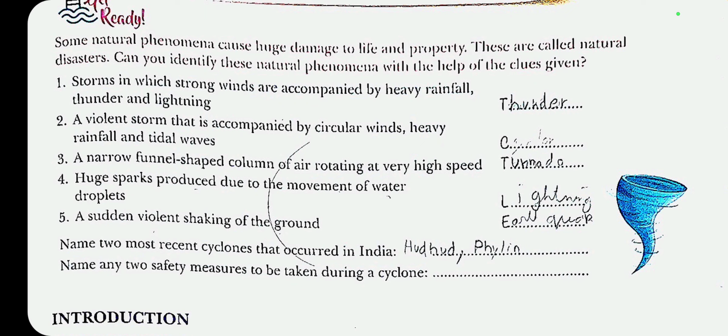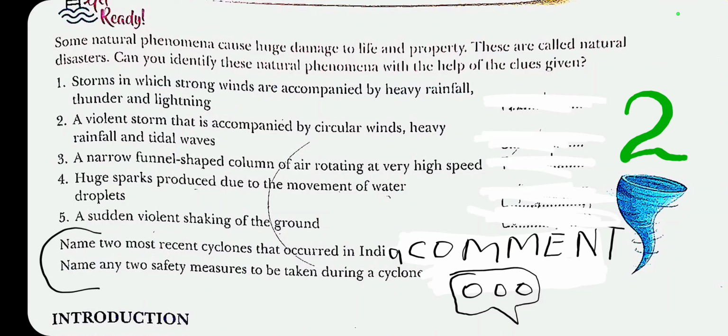First, storms in which strong winds are accompanied by heavy rainfall, thunder, and lightning. What is the answer? You have 5 seconds to answer. Time's up. The answer is thunder. Our second, a violent storm that is accompanied by circular winds, heavy rainfall, and tidal waves.